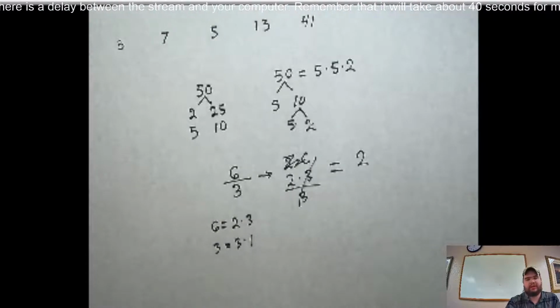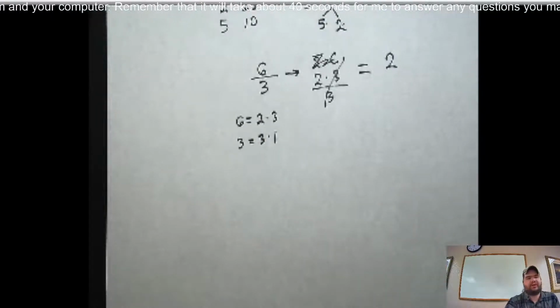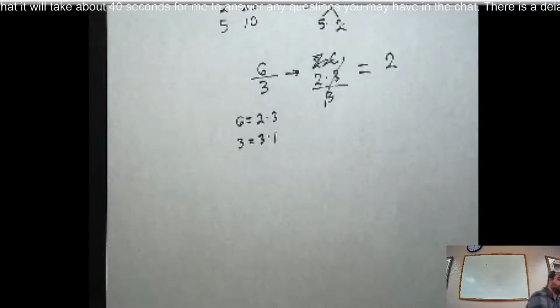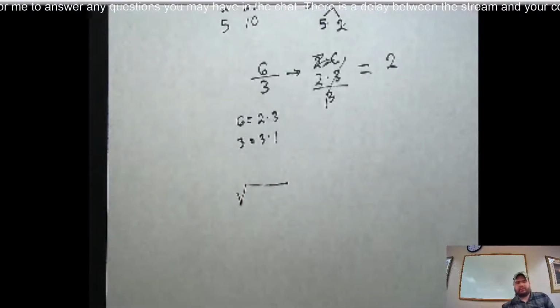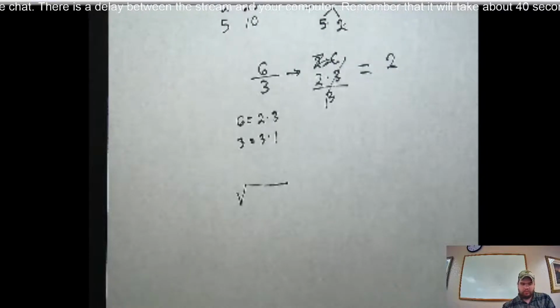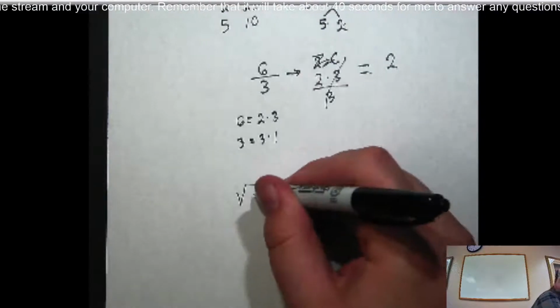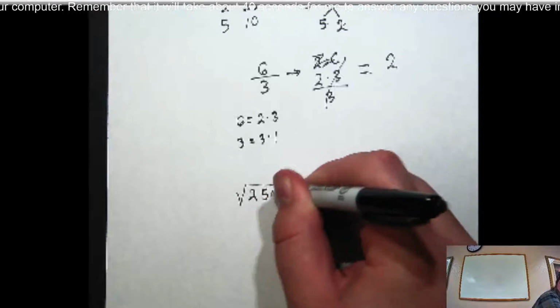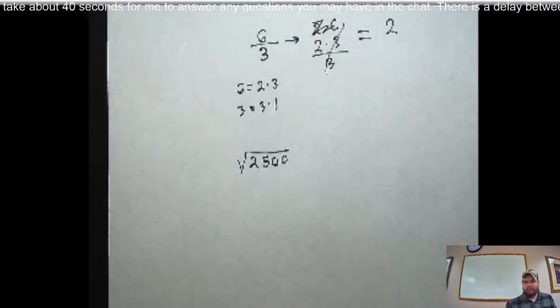It's also nice to know for things like roots. Let's say we have a root that we don't really quite know. Something like square root of, let's come up with a good one. Yeah, that's a good one. 2,500. Okay, square root of 2,500.